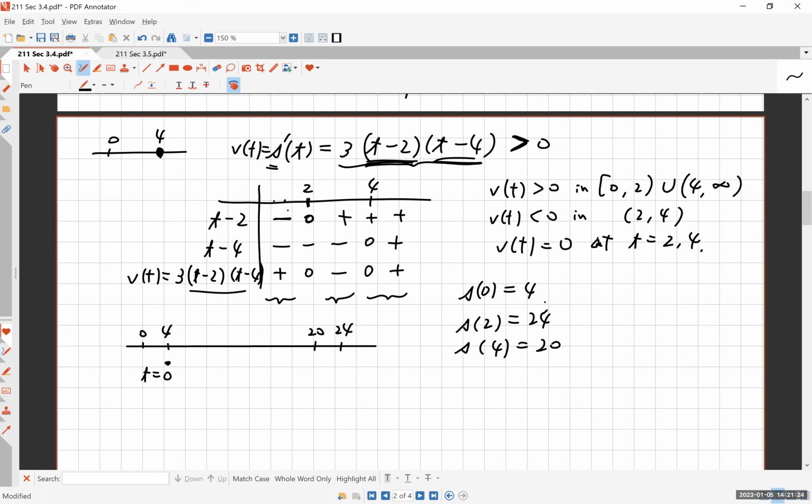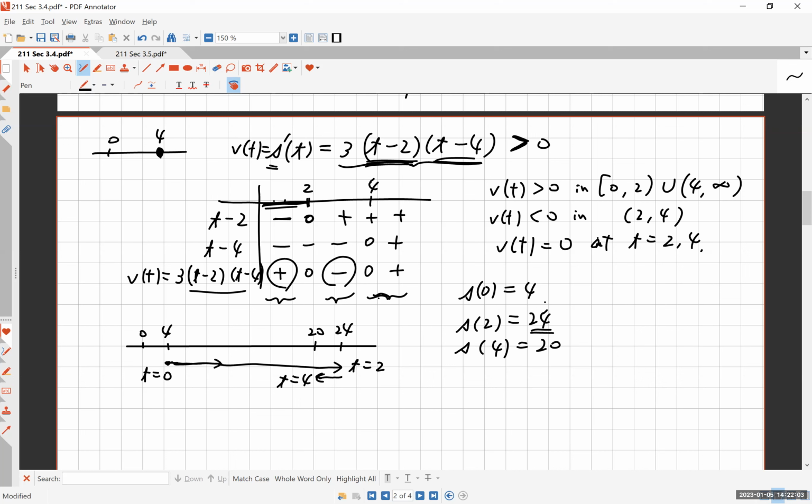From 0 to 2, this interval, the direction is positive because v of t is positive. The velocity is positive, meaning it's going to start moving this way for 2 seconds. Right at 2 seconds, the position is 24, so it takes off and within 2 seconds it lands right here at 24. At that point the object stops and changes its direction for 2 more seconds, until t is 4 and the object is at 20.